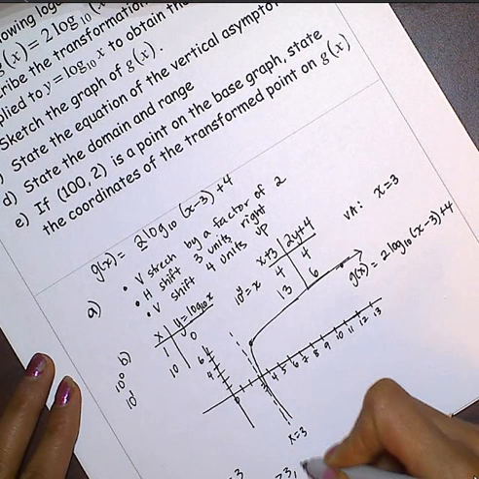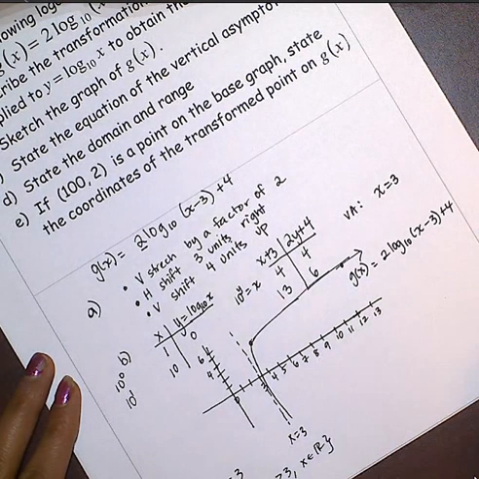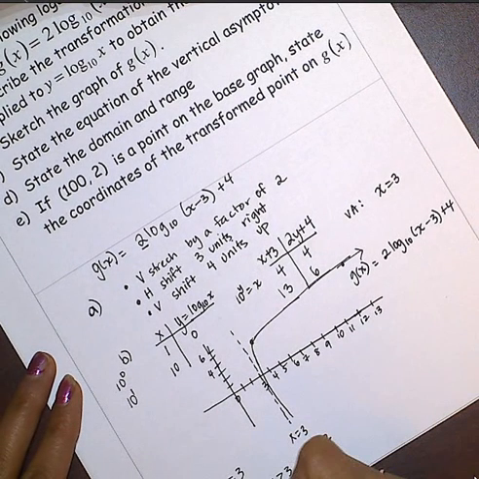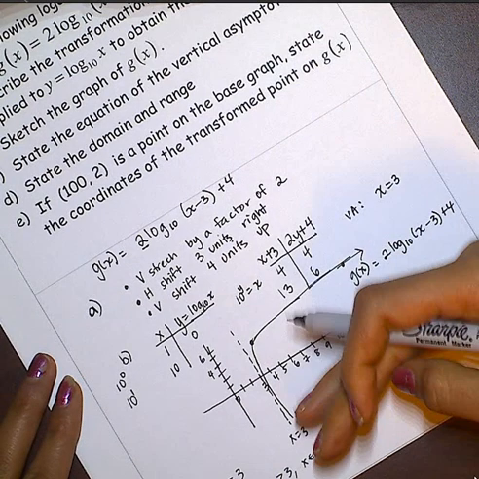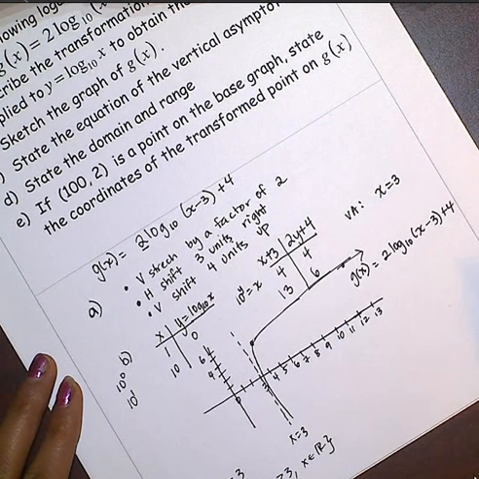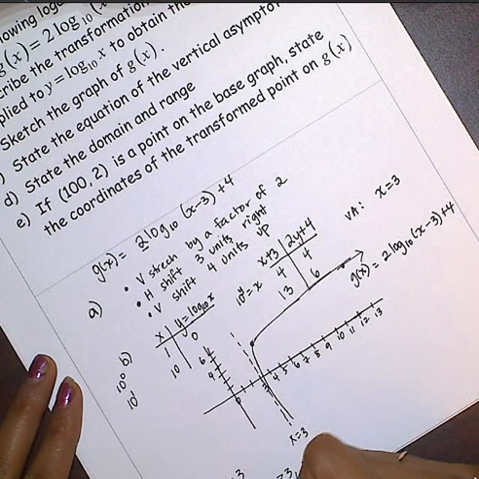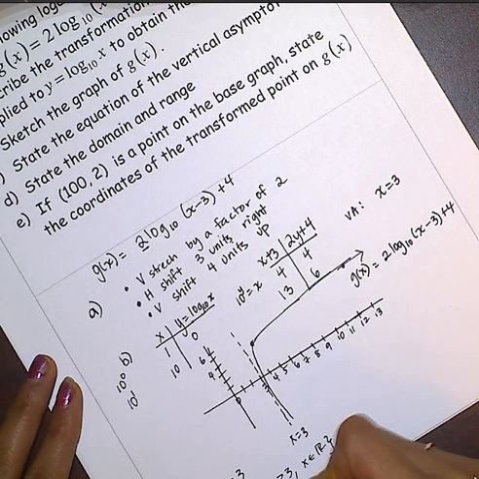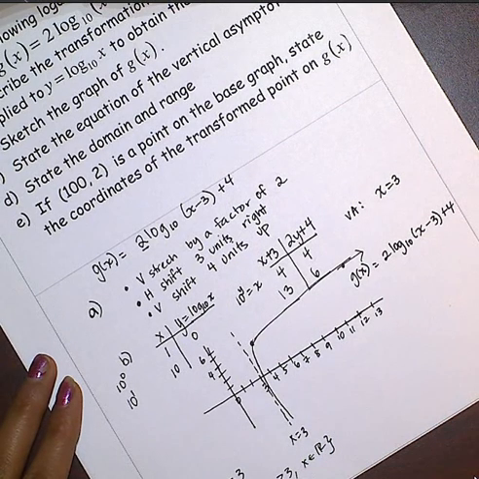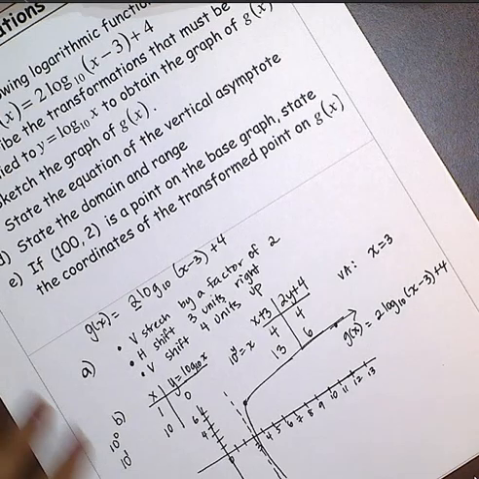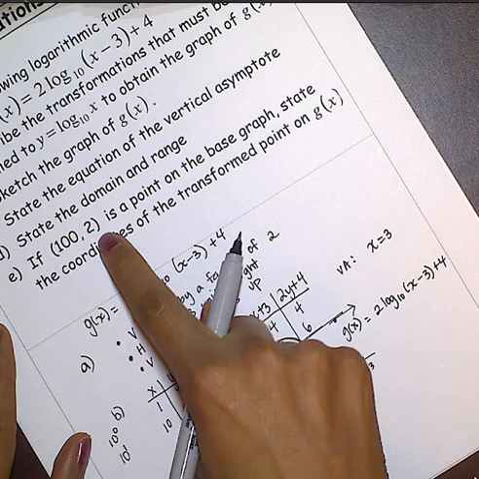And for the range, the range basically spans the whole y-axis. There are absolutely no restrictions on the range, so it's going to be y such that y is an element of all real numbers. Okay, and the last part of the question says, if (100, 2) is a point on the base graph, state the coordinates of the transformed point on g of x.